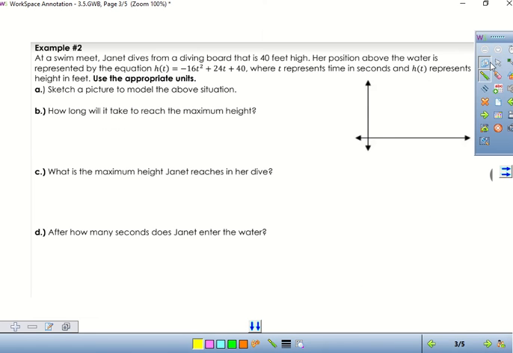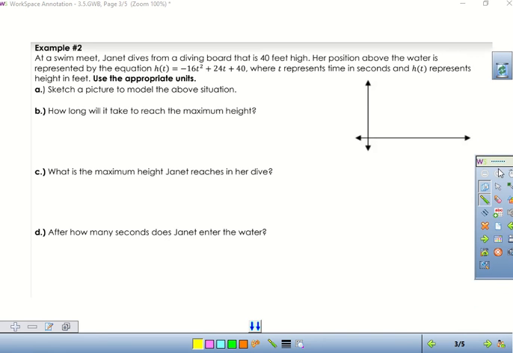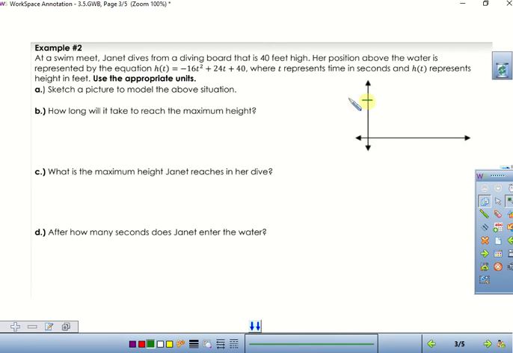All right. So this one says, at a swim meet, Jeanette dives from a diving board that is 40 feet high. When you dive from a diving board, do you just fall off and go straight down? No, you go up and then you go down, right? So she's diving from a height of 40 feet. That's our y-intercept, where she starts. So we're starting right here, we're going to say that's like 40 feet. This is just an estimation graph, so it doesn't need to be precise.